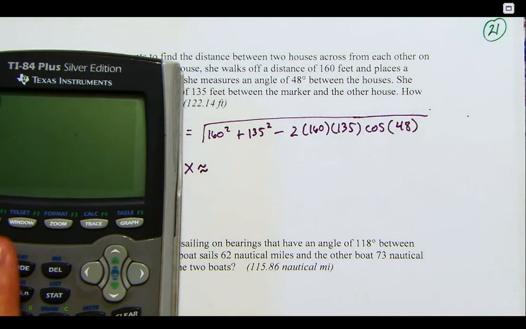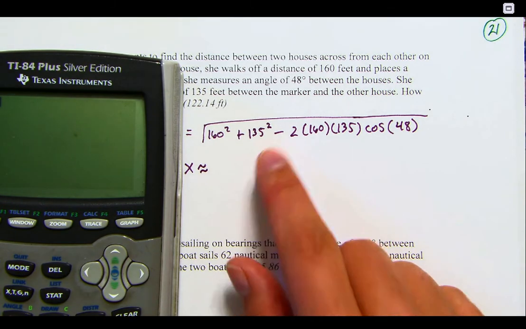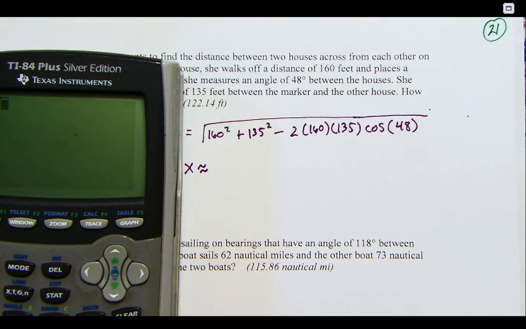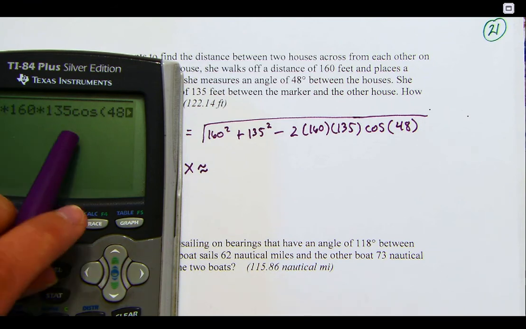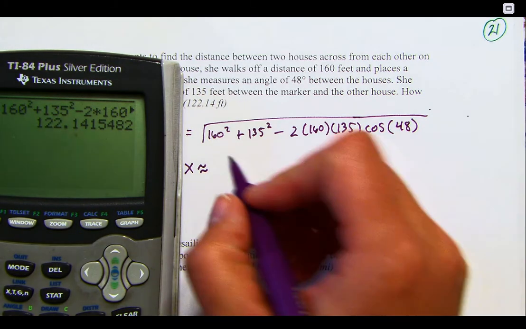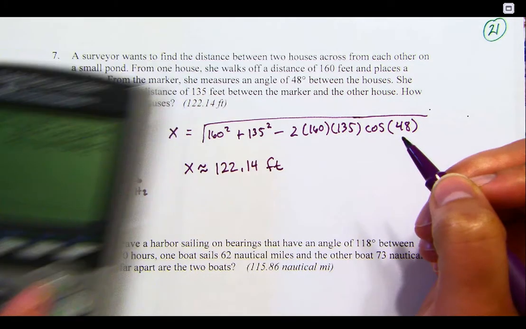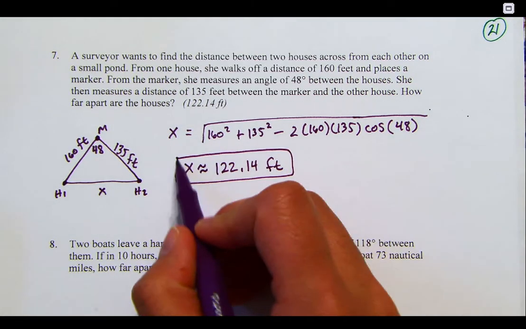And remember, if you haven't checked, make sure that your calculator is in degree mode. And I'm just going to type all this in, starting with the square root. So 160 squared plus 135 squared minus 2 times 160 times 135. And remember, we can do the multiplication symbol or the parentheses. And then cosine of 48. And you can put a multiplication symbol in between those two things, but you don't have to. So 122.14 feet is how far apart the houses are.